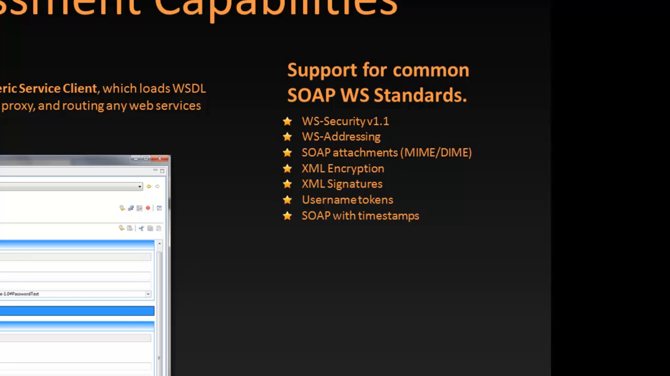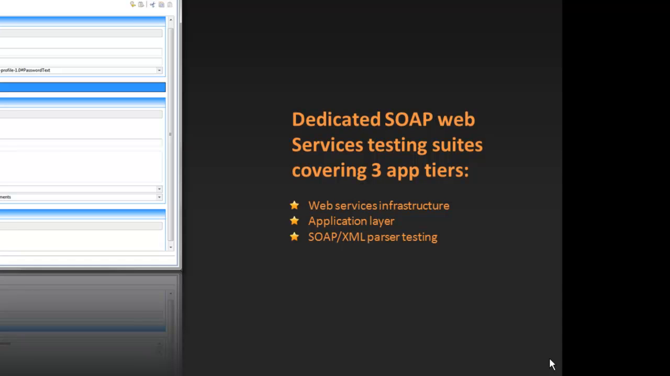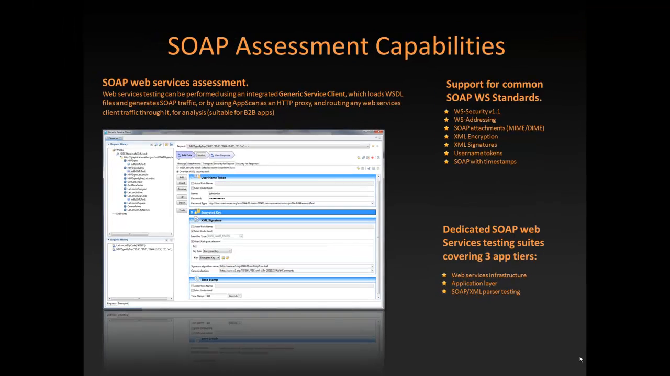AppScan supports a wide range of common SOAP web services standards, such as WS-Security, WS-Addressing, SOAP attachments, XML encryption, XML signatures, username tokens, and SOAP messages with timestamps. AppScan contains dedicated SOAP web services testing suites that cover three application tiers. It tests for web services infrastructure issues, application layer issues, and SOAP XML parser testing.